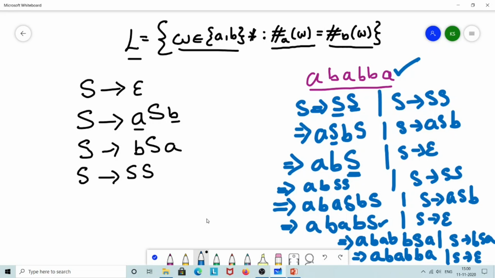Now consider this: how many A's do I have? I have 3 A's and 3 B's followed by 2 A's. So the total number of A is 3 and the number of B is also 3. Take this as an exercise and try to derive the string from the rule set. Let me write this as an exercise problem.